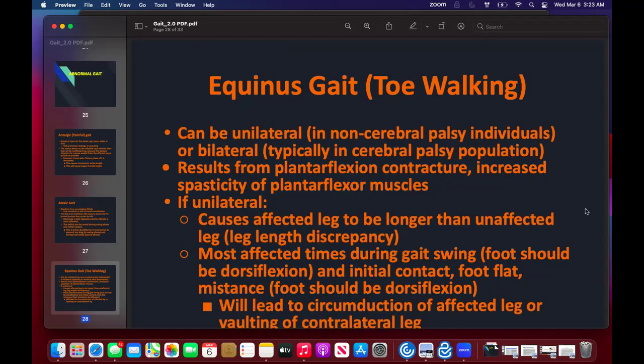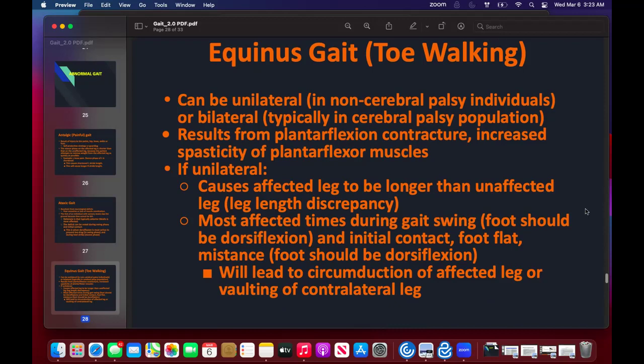Equinus gait, again, when we talk more in your neurological section, especially with your cerebral palsy population, we'll talk about this a little more. Knowing that equinus gait is essentially toe walking. Typically, if it's bilateral, that's when it's in the CP population. Unilateral is your non-cerebral palsy population. And typically, if it is unilateral, it's because of a contracture, meaning that your ankle is stuck in plantar flexion, which will essentially cause a leg length discrepancy.